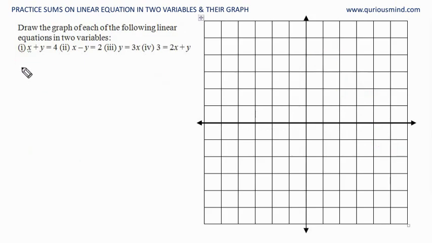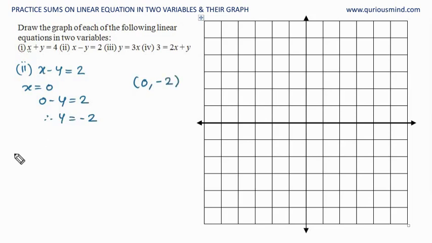Okay, let's do the next one. x minus y is equal to 2. So again, we'll take x is equal to 0. That gives us 0 minus y is equal to 2. And therefore, y is equal to minus 2. And so we get one coordinate (0, -2). We put y is equal to 0. And that becomes x minus 0 is equal to 2. And therefore, x is equal to 2. And so the second coordinate we get is (2, 0).